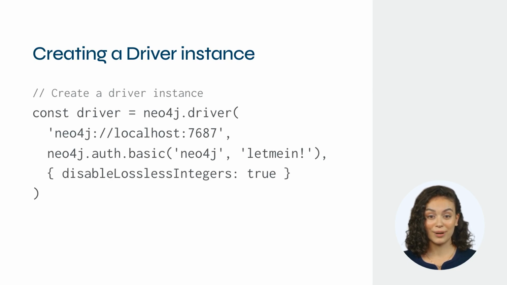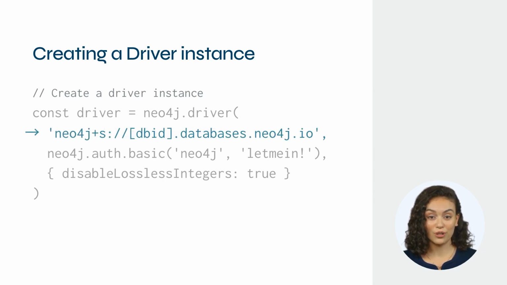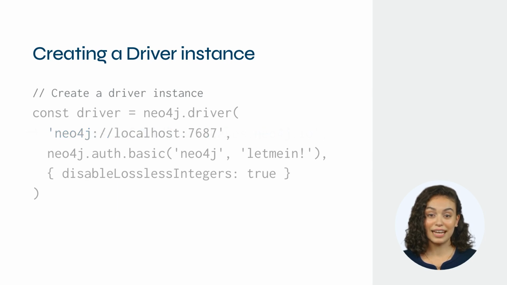The function expects at least 2 arguments. First, a connection URI, for example, neo4j://localhost, port 7687 for a local instance, or for a Neo4j Aura instance, neo4j+s for a secure connection, followed by your database ID, .databases.neo4j.io. And second, an authentication token.